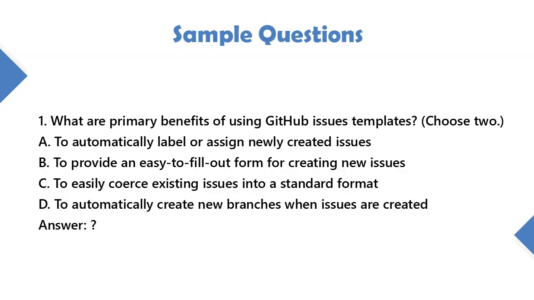One. What are primary benefits of using GitHub Issues templates? Choose 2. A. To automatically label or assign newly created issues. B. To provide an easy-to-fill-out form for creating new issues. C. To easily coerce existing issues into a standard format. D. To automatically create new branches when issues are created.